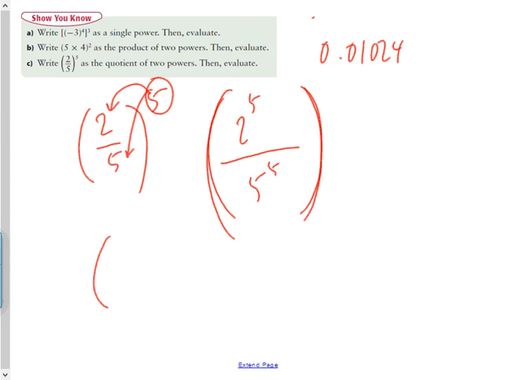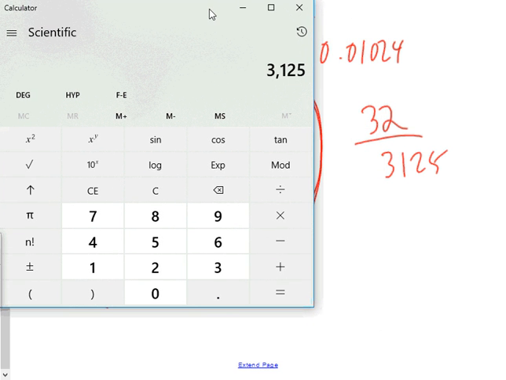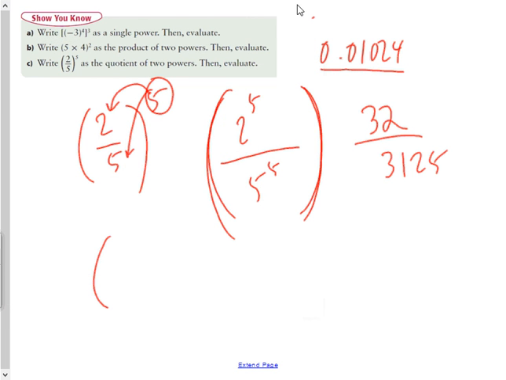Okay, and if I think about it in terms of this idea, where each part, the 2 and the 5, gets the exponent of 5, 2 to the 5 will be 2, 4, 8, 16, 32. And 5 to the 5, well, I'm not that smart. 5 base 5 exponent is 3,125. So if I take my calculator and ask what is 32 divided by 3,125, it tells me it's the same number I got when I used 2/5 to the 5. So either way, I get the same answer.